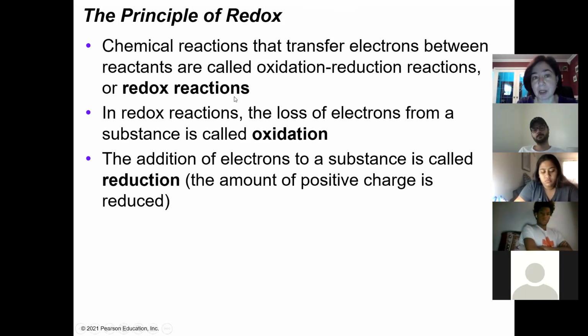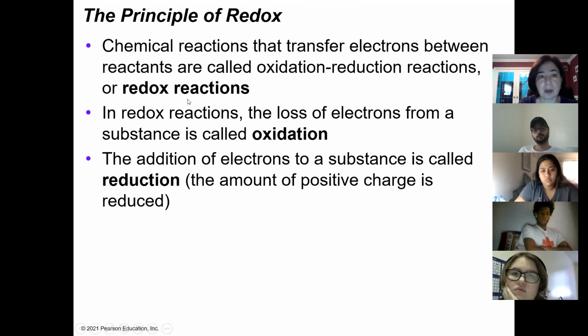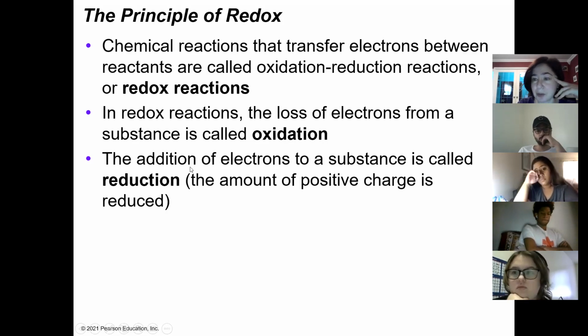Reactions where electrons are transferred from one atom to another are called oxidation reduction reactions, or sometimes redox reactions. Interesting terminology that might be very confusing. When electrons are removed from a substance, that's called oxidation. When electrons are added to another atom or substance, it's called reduction. Very confusing why reduction if something is added, but remember, electrons have a negative charge, right? When you add negative charge, you reduce positive charge, right? So giving electrons is oxidation, picking them up is reduction.